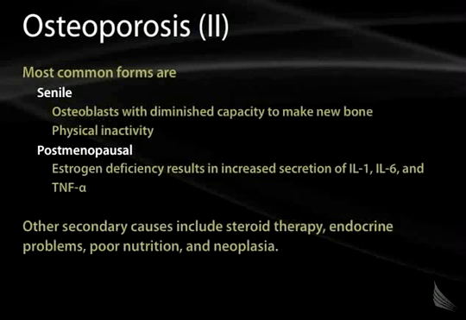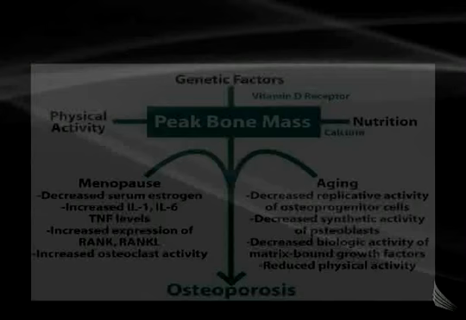The most common forms of osteoporosis are senile, where the osteoblasts have diminished capacity to make new bone, something that is exacerbated by the physical inactivity that many seniors suffer from. Postmenopausal osteoporosis is seen in women secondary to estrogen deficiency, which leads to increased secretion of factors such as IL-1, IL-6, and tumor necrosis factor alpha. Secondary causes of osteoporosis also include steroid therapy, endocrine problems, poor nutrition, and neoplasia.